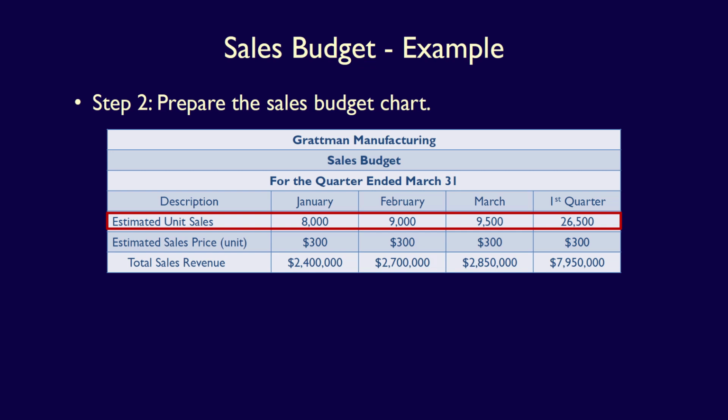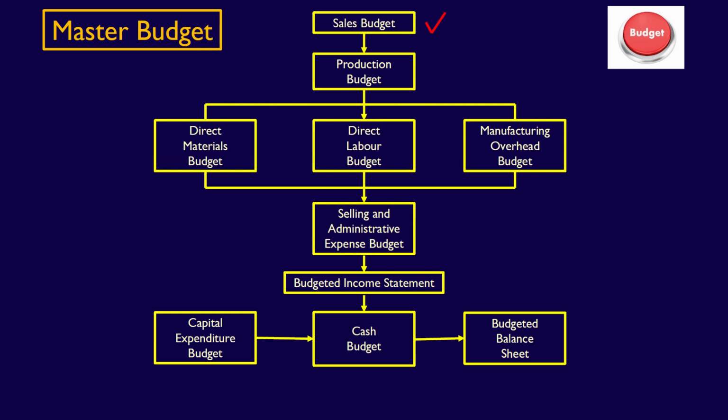For example, an ice cream shop would have the highest sales in the summer months. Sales may be highest during the fall and early winter, such as for a toy store, which sells the majority of their products during the Christmas season. The estimated sales in units must take into account the appropriate estimated unit sales based on the industry and the expected future sales. We have now completed the first budget in the master budget, the sales budget.